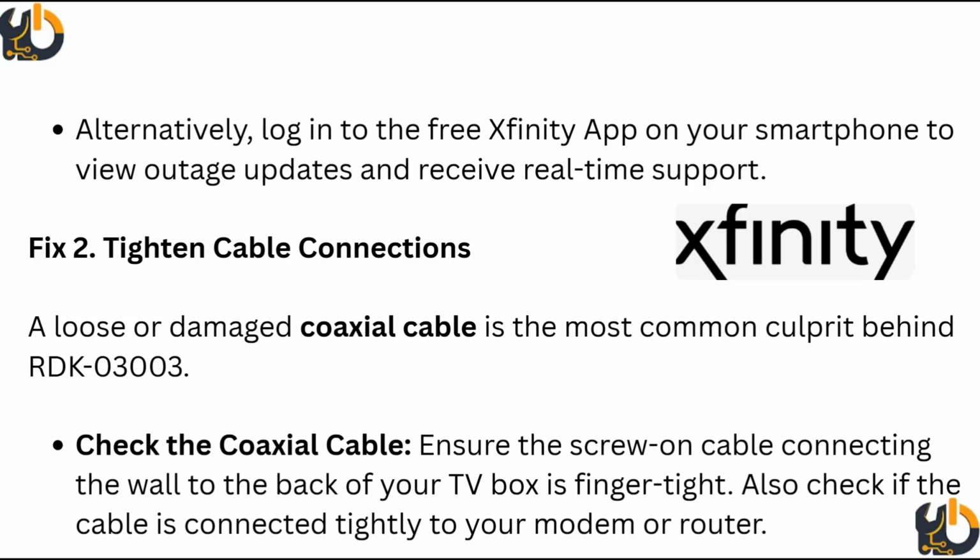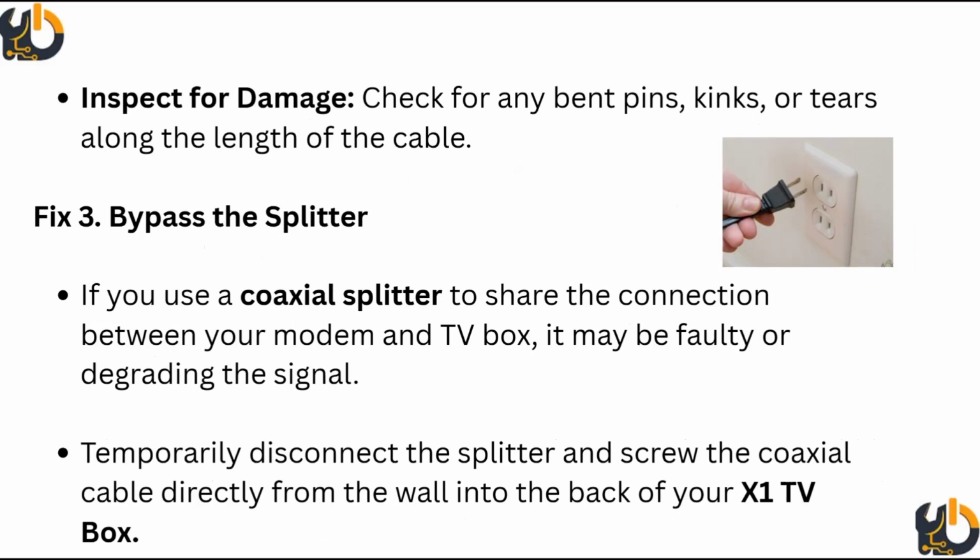Fix 2 is to tighten the cable connections. First, check the coaxial cable. Ensure the screw-on cable connecting the wall to the back of your TV box is finger tight. Also check if the cable is connecting tightly to your modem or router. Inspect for damage. Check for any bent pins, kinks, or tears along the length of the cable.